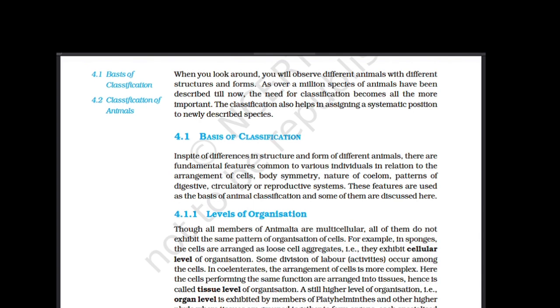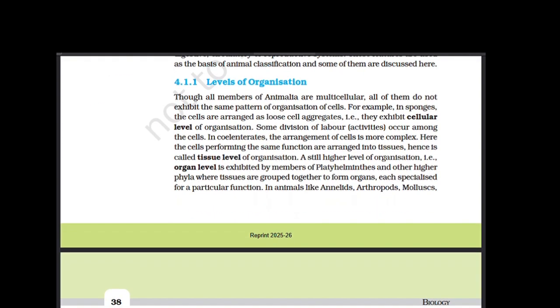In spite of differences in structure and form of different animals, there are fundamental features common to various individuals in relation to the arrangement of cells, body symmetry, nature of coelom, patterns of digestive, circulatory or reproductive systems. These features are used as the basis of animal classification and some of them are discussed here.